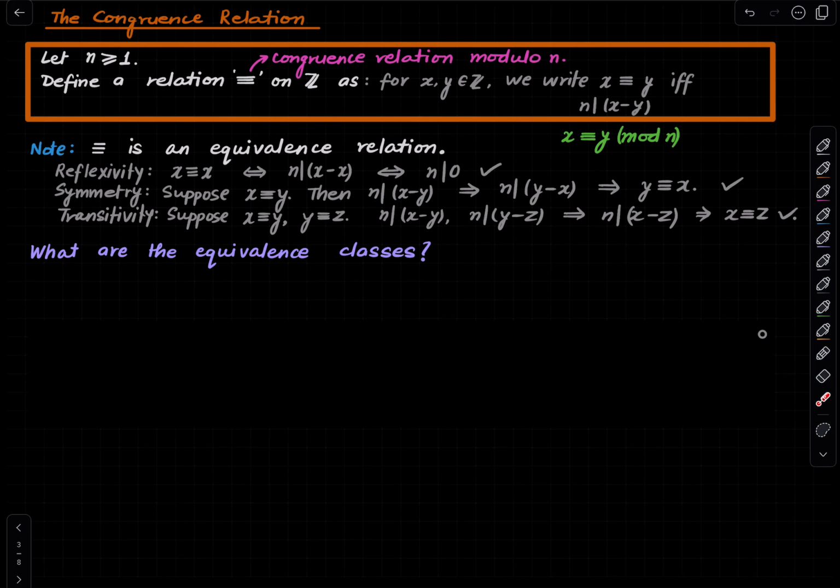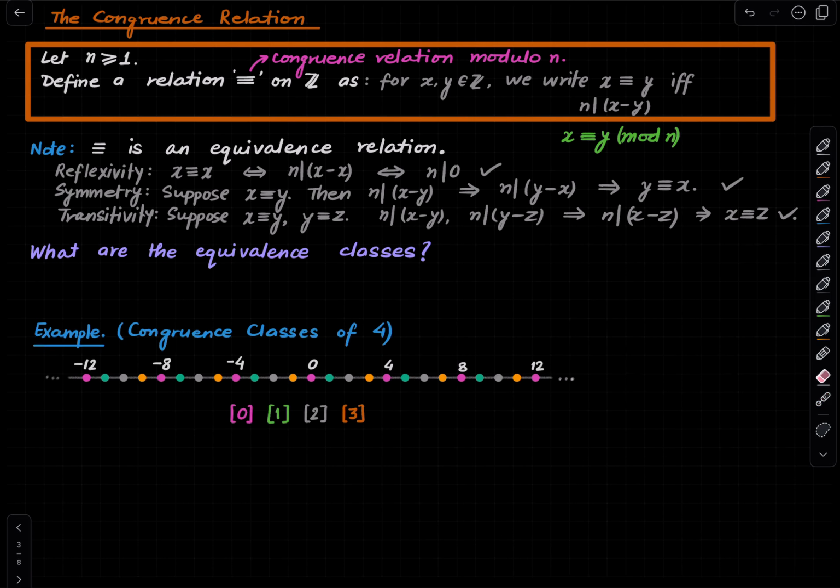So can we describe the equivalence classes? Yes, we can. And let me first illustrate that via an example. Rather than giving the description for an arbitrary general n, we will do that later. But first look at the congruence relation modulo 4. So just a simple, concrete, small, friendly number.